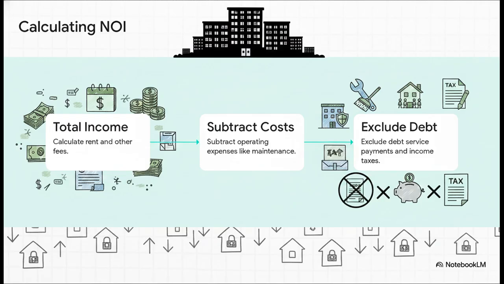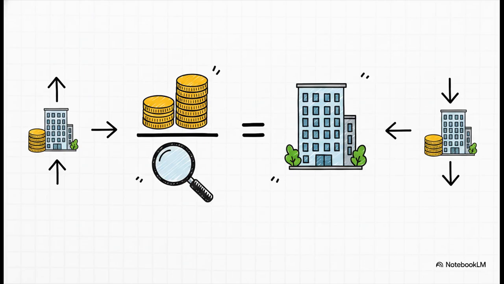But here's the kicker in Step 3. You absolutely exclude mortgage payments and income taxes. NOI is strictly about the building's operational cash flow. And this brilliantly illustrates the golden rule of real estate. Your property's value? It's entirely dictated by this simple formula, dividing its NOI by the cap rate. If your NOI goes up, your building's value goes up. If your NOI drops, the value drops right along with it.